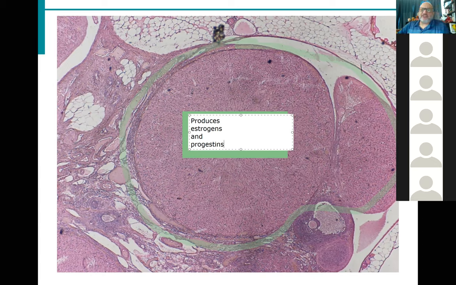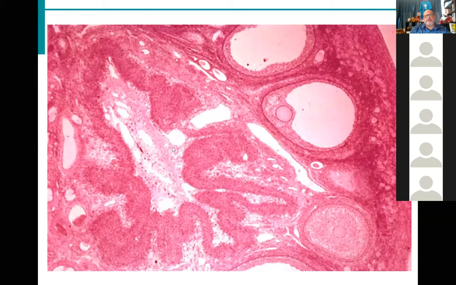So estrogens and progestins are the two main classes of hormones that are produced. But you're right, progesterone is the most common progestin. Estradiol is the most common estrogen. So that's the biggest difference between this corpus luteum and the follicle. The granulosa cells of the follicle just produce estrogens. This corpus luteum produces estrogens and progestins. All right. So now that we've looked at the histology, let's go back.